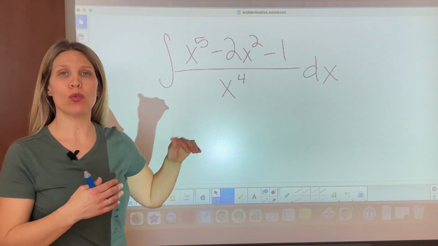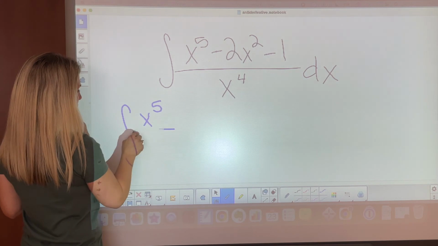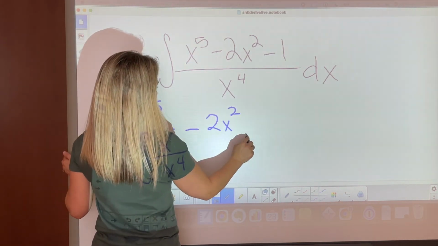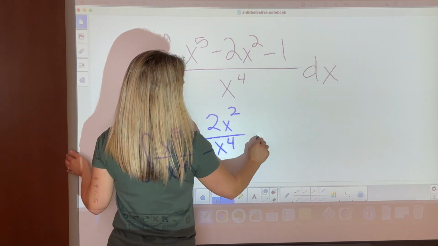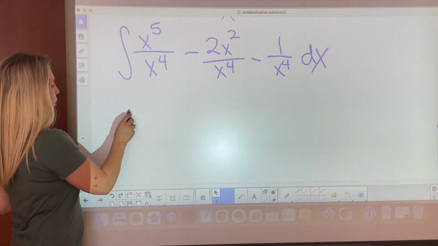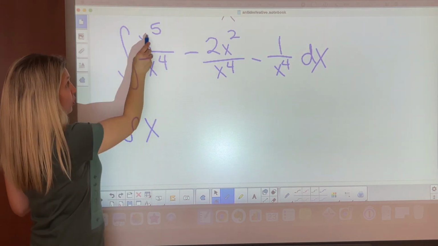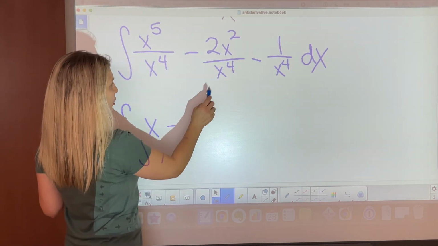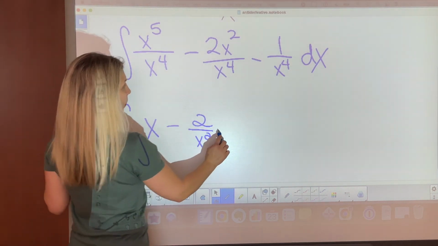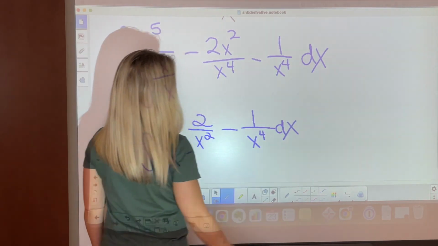So this one again, I'm going to write as 3 separate fractions. The integral of x to the 5th over x to the 4th minus 2x squared over x to the 4th minus 1 over x to the 4th dx. So now we have the integral, and this one works out nice. We just end up with an x, subtract the exponent of an x. Minus this one, however, you're going to have 2 over x squared minus 1 over x to the 4th dx.